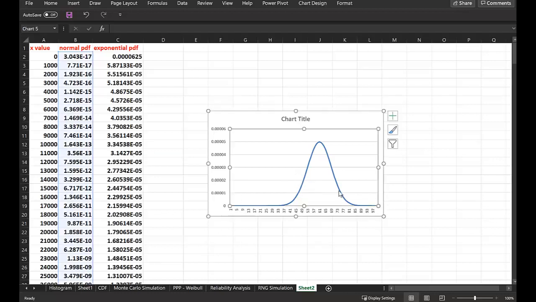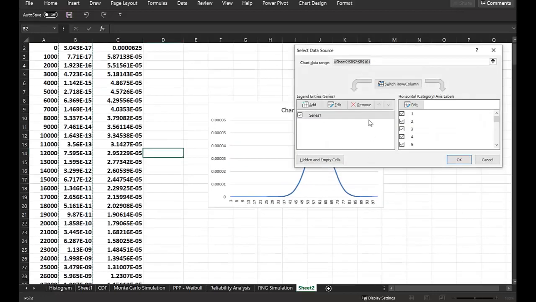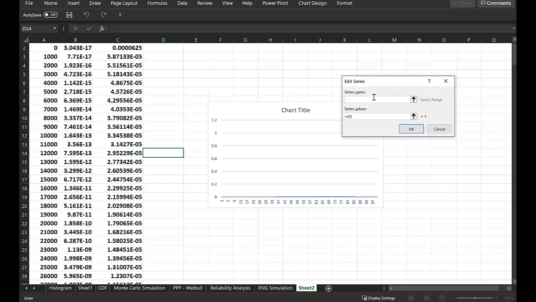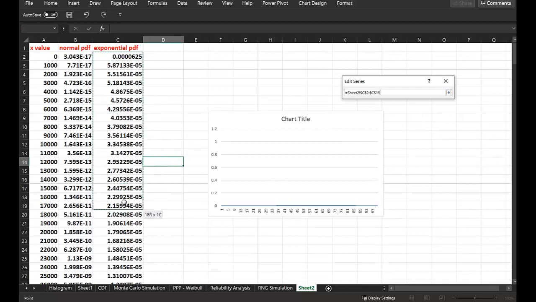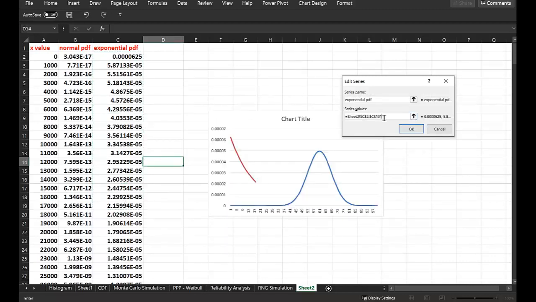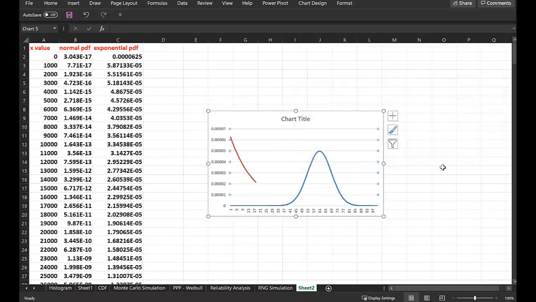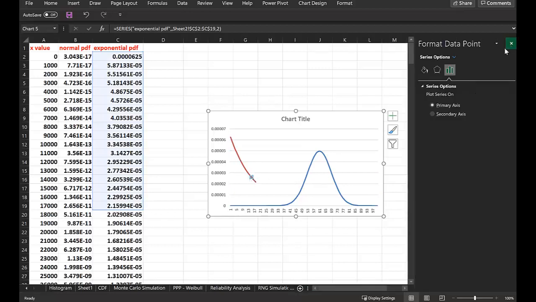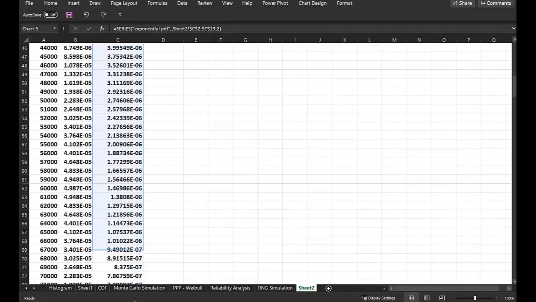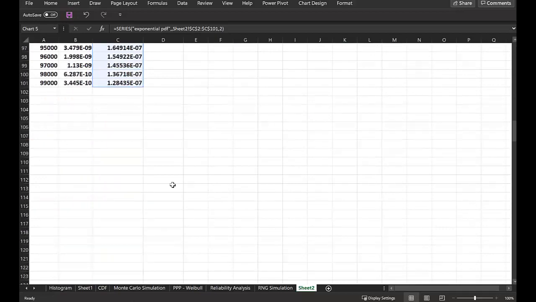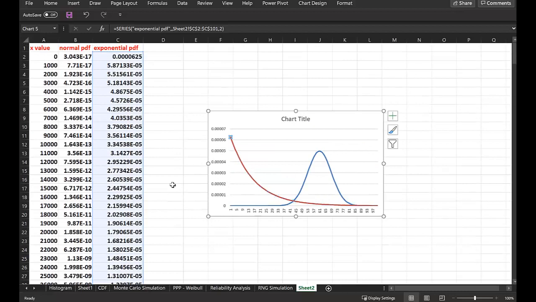Now let us plot the exponential PDF on the same graph. So select data, and then we have to add, and let us call this series exponential PDF, and then the values will go from here to 101, and then we have to press OK. So this is the exponential PDF. So this value should go up to 101. So I think I have to drag this. So let's drag this. So this is the exponential PDF.